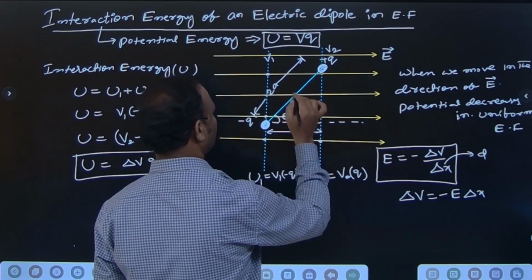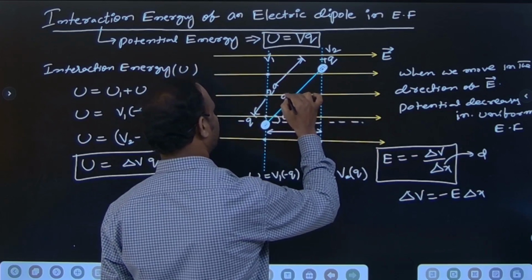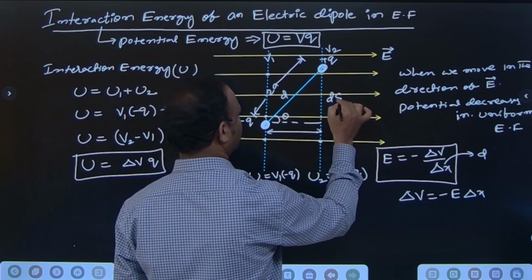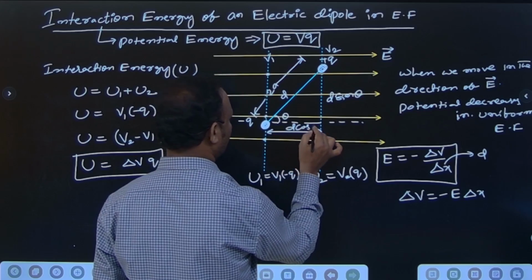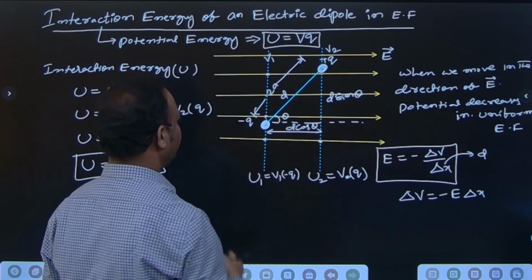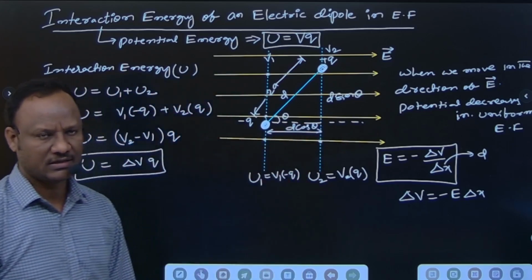This is 2A, which I'm taking as D. So this becomes D sine theta, and the next one is D cos theta. So the distance between these two charges is D cos theta.